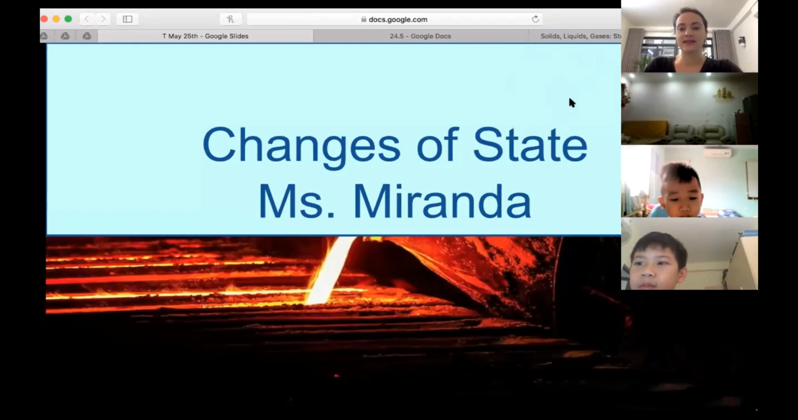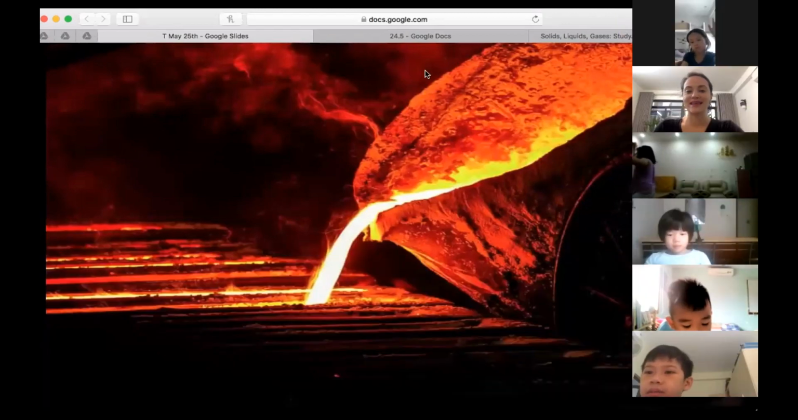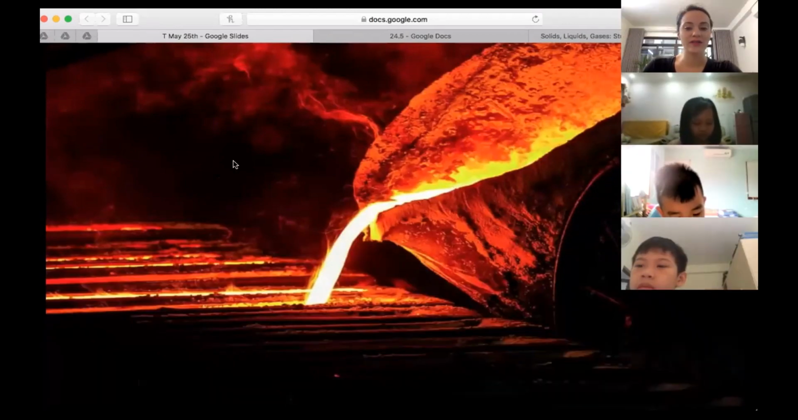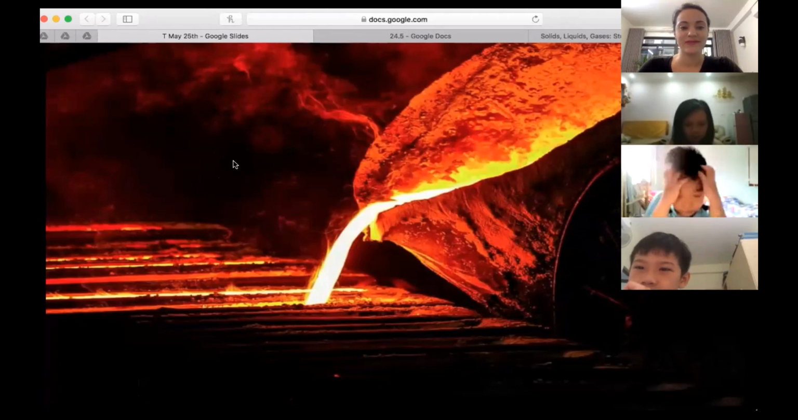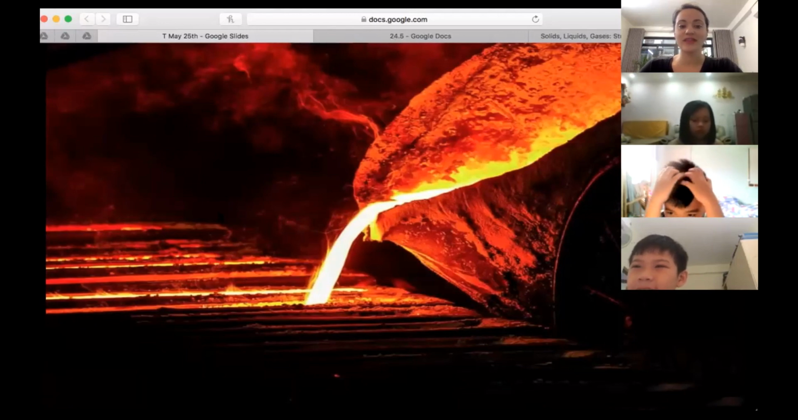Changes of state. What are we looking at in this picture? Does anybody know? Any guesses? All right, let's hear from Jack. Jack, what do you think this is? I think this is the lava. Well, not quite, Jack. That's a good guess. It's not lava. Rosie, what do you think?